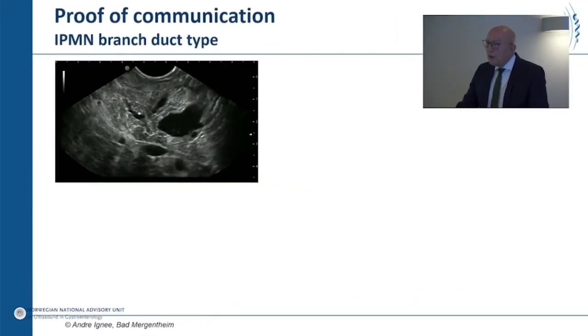Another example is proof of communication in the pancreas. We have a problem with cystic pancreatic lesions. We have 25 types of cystic pancreatic lesions, and only one of the neoplastic cysts have communication with the pancreatic duct. And you sometimes can see it very well with endoscopic ultrasound, but in this case, there's no clear communication to be seen with this cyst to the pancreatic duct.